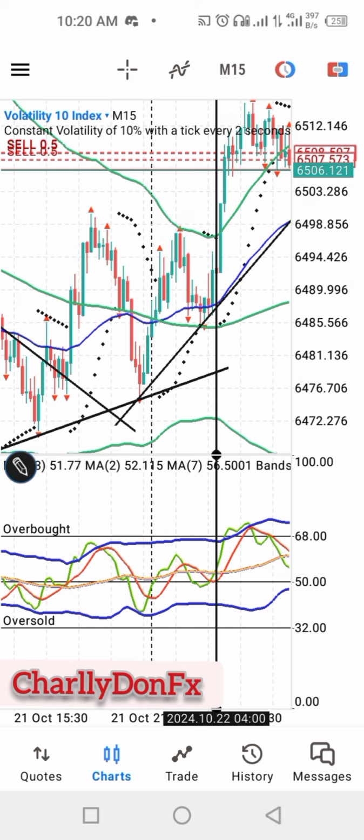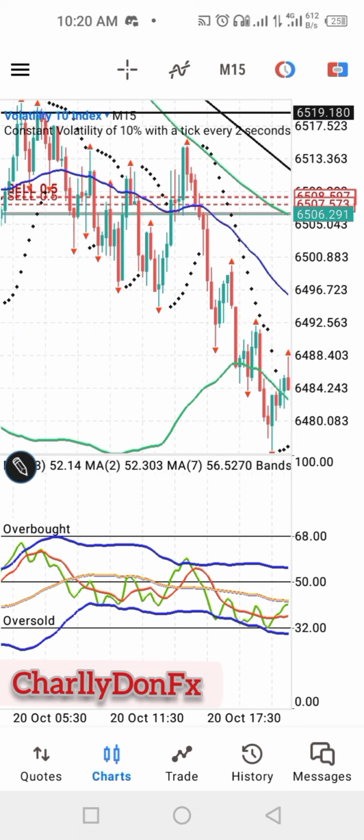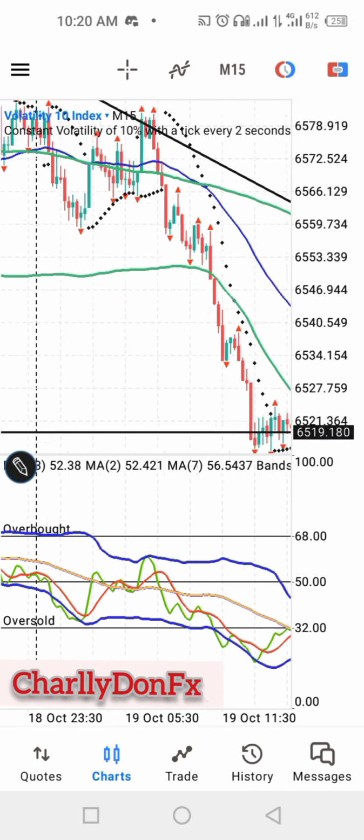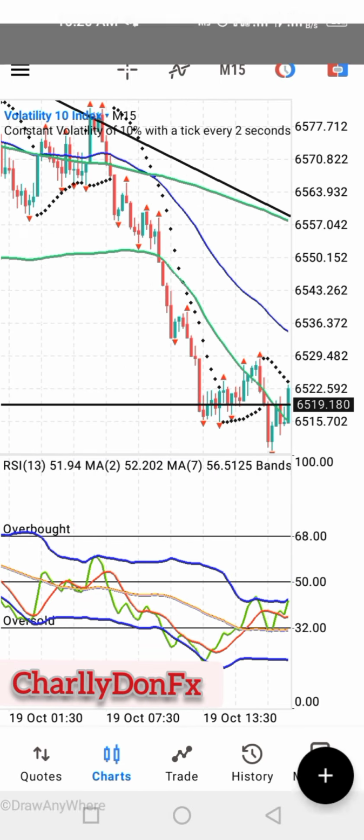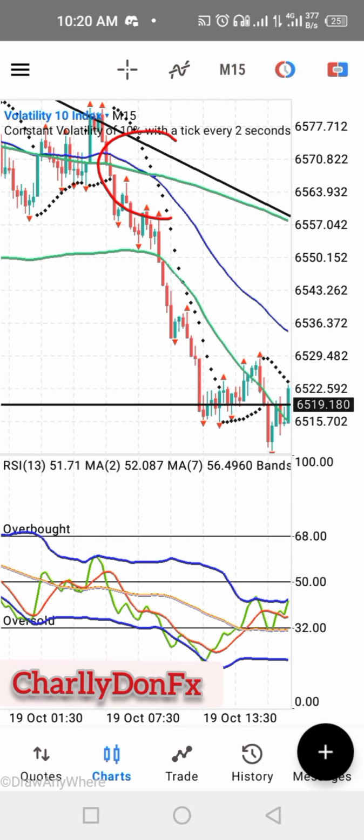And whenever the 50 exponential moving average crosses and remains below the middle Bollinger Band, it signifies sell. So that's the work of the 50 exponential moving average, guys. Do you get it?